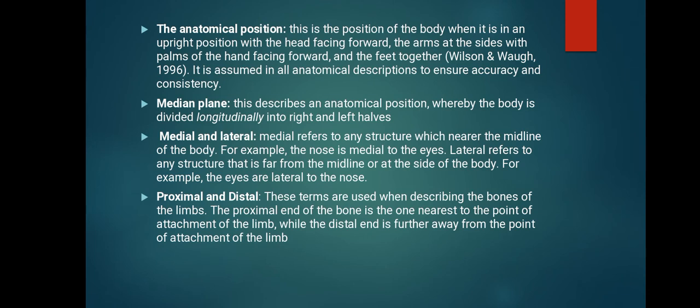So the anatomical position. This is the position of the body when it is in an upright position with the head facing forward. I hope everyone is imagining what I'm saying. The head facing forward, the arms at the sides with the palms of the hands facing forward, and the feet together. This is a book where this definition was got. It is assumed in all anatomical descriptions to ensure accuracy and consistency.